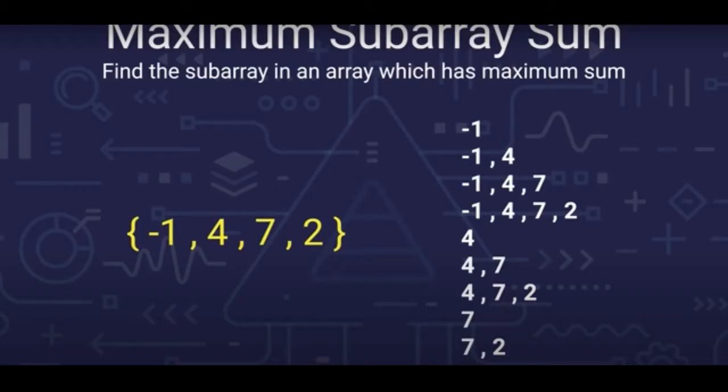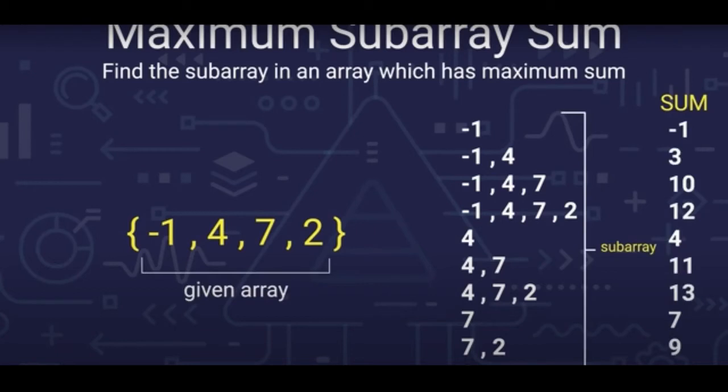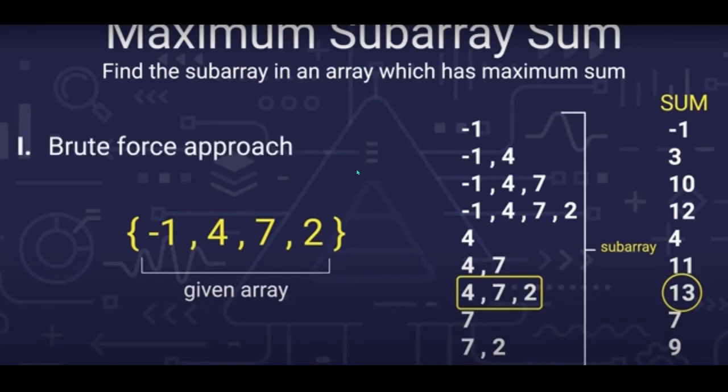Now guys, let's see maximum subarray sum. Here we will find the subarray in an array which has the maximum sum. We have seen the code for listing the possible subarrays. Now we have to find the sum of the subarray which is maximum in a given array. Here you can see 13 is maximum, which is of the 4 7 2 subarray. So let us find this in the same code by changing some variables.